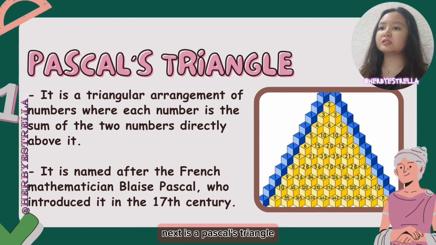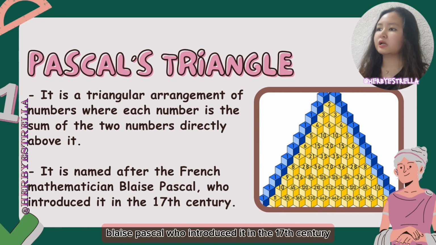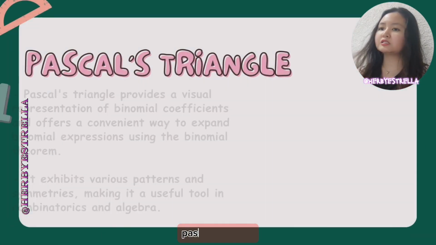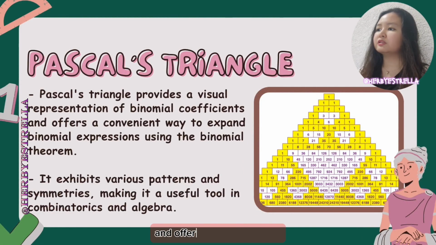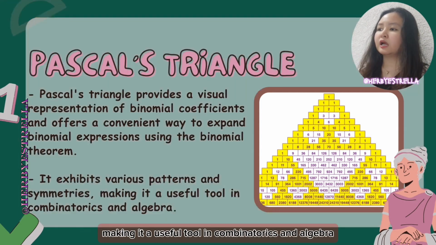Next is Pascal's triangle. It is a triangular arrangement of numbers where each number is the sum of the two numbers directly above it. It is named after the French mathematician Blaise Pascal, who introduced it in the 17th century. Pascal's triangle provides a visual representation of binomial coefficients and offers a convenient way to expand binomial expressions using the binomial theorem. It exhibits various patterns and symmetries, making it a useful tool in combinatorics and algebra.